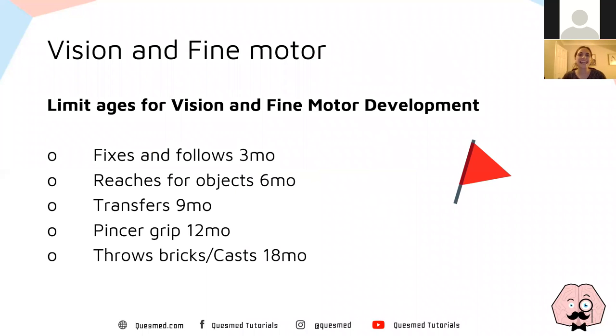Now, in terms of limit ages for fine vision and fine motor development, again, try and remember these as much as you can: fixing and following by 3 months, reaching for objects by 6 months. And remember, this is a skill that we usually see in 4 month olds. Transferring by 9 months, pincer grip. I would say this is a pretty good date to remember out of all of them, again a favorite of exams, which is 12 months. And then casting, which you will read sometimes in textbooks, which is just chucking things around the room. That should stop by 18 months, basically.